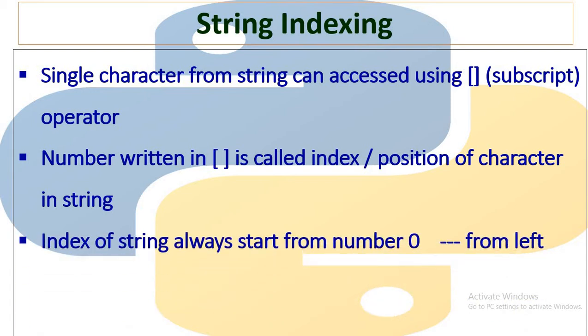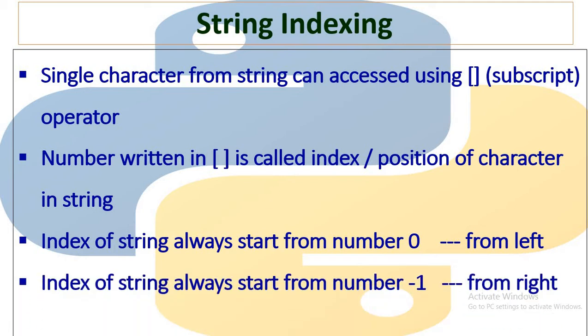These positions or numbers always start from 0 by default. The position of a string always starts from 0 from the left side, and the index of a string always starts from -1 from the right side.